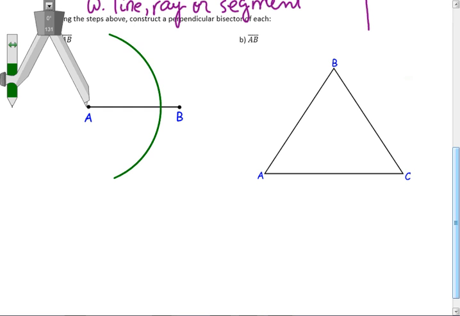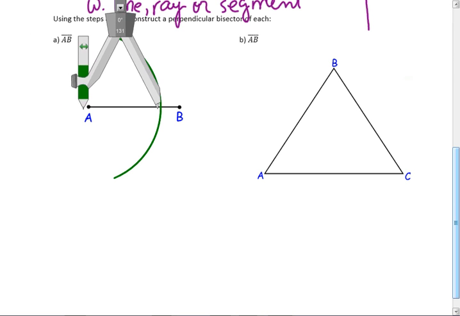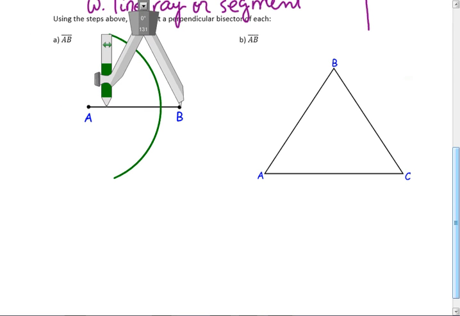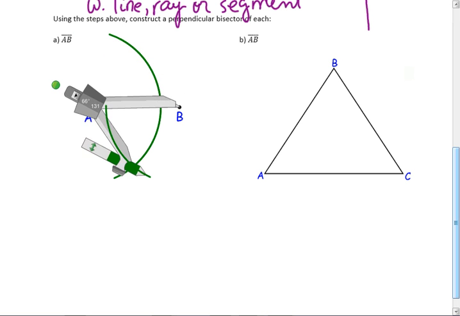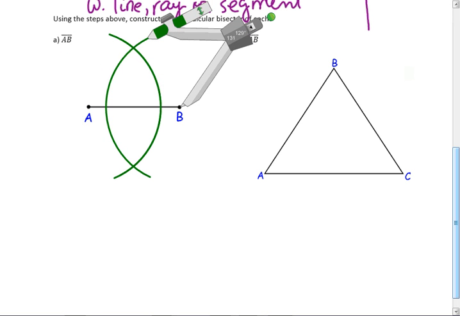So I'm going to flip that, and I'm going to slide this over here and put it at B. I haven't changed the opening. I want it the same. And I'm now going to do this until I get some intersecting arcs. There it is.